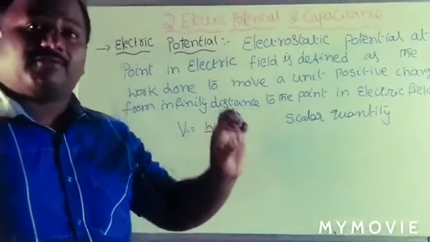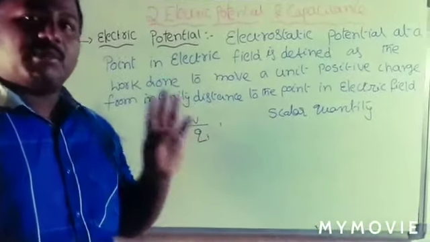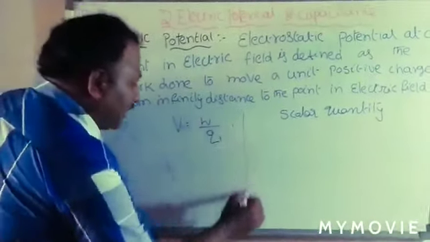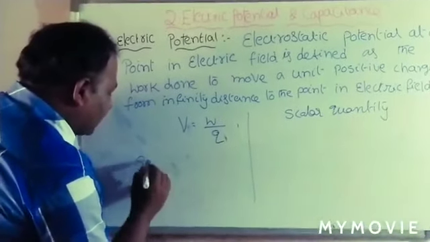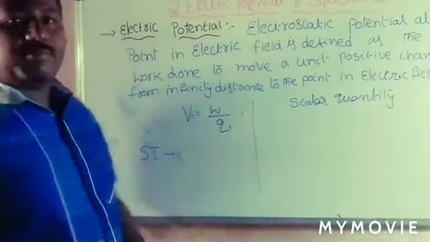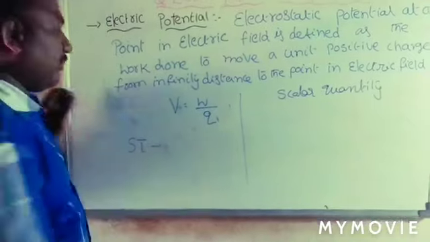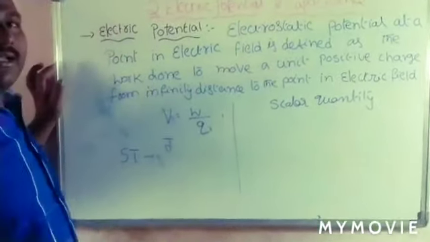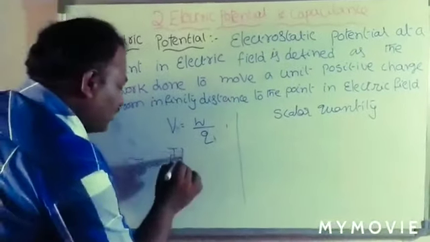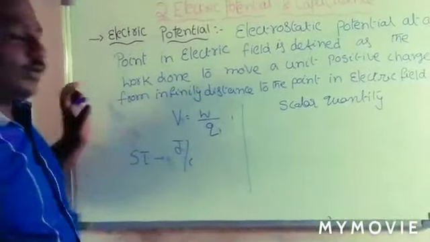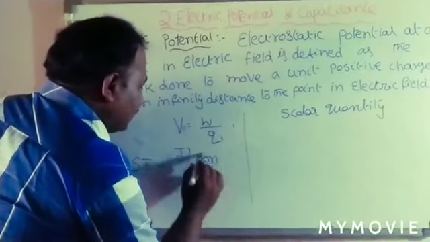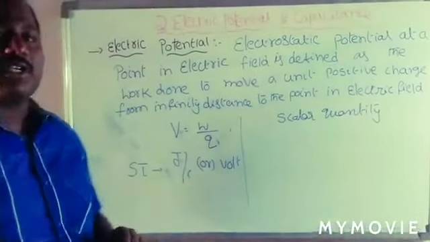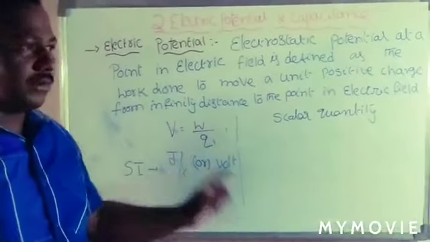Electric force and electric field both are vector quantities, whereas electric potential is a scalar quantity. After that, we have to see what is the SI unit of the electric potential. The SI unit of electric potential is work done over charge. Work done, or energy, has the unit joule, and charge has the unit coulomb. So the unit is joule per coulomb, or volt.